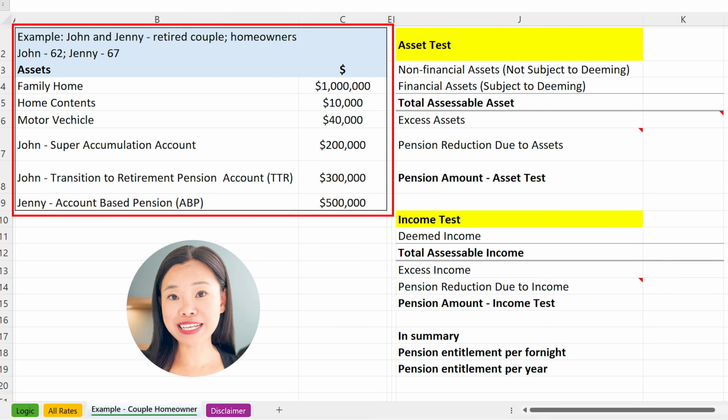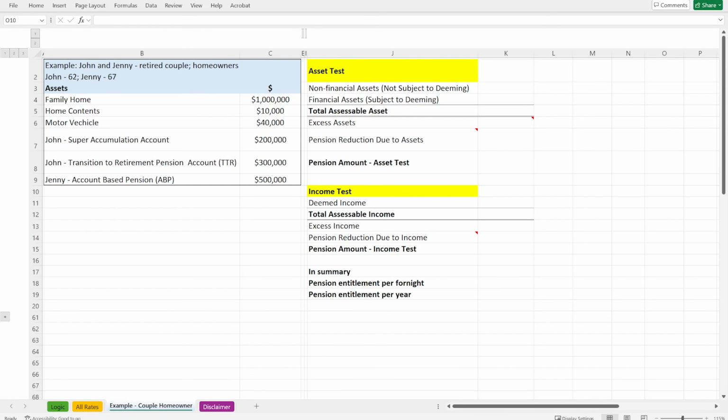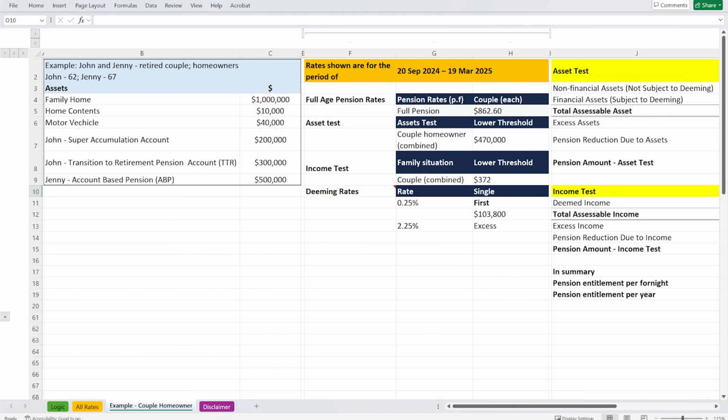The first step is to identify the rates and thresholds used in the age pension calculation. This depends on your relationship status, whether you are single or part of a couple, and whether you are a homeowner. In the Excel templates, I've included the latest rates for all scenarios. However, to calculate for a specific situation, you only need 4 key numbers. Since John and Jenny are a couple who are homeowners, we need the full fortnightly pension rate for couples, the lower asset threshold for couple homeowners, the lower income threshold for couples, and the deeming rates that apply to couples. For easy reference, I have placed these figures next to our example.